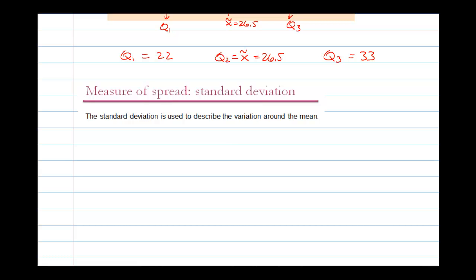When we talk about the standard deviation, we need to realize that we're not talking about the median anymore as the basis for this measure of spread. Here we're talking about the mean being the basis. The standard deviation is used to describe the amount of variation there is about the mean. Up here, with the quartiles, we're talking about the amount of spread about the median. So make sure that you understand the difference between those.